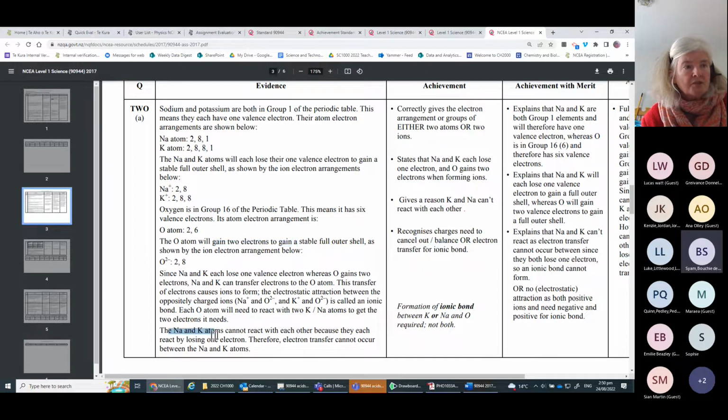So the sodium and potassium atoms won't react with each other because you're not going to have the one gaining electrons. You're not going to get K minus or Na minus. So they're both losing electrons to form cations. And cations will also repel each other. So even if they somehow lost electrons, if they both form cations, they're going to repel each other.